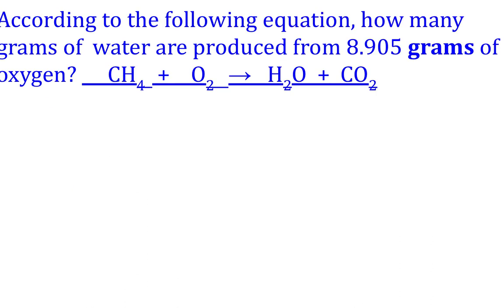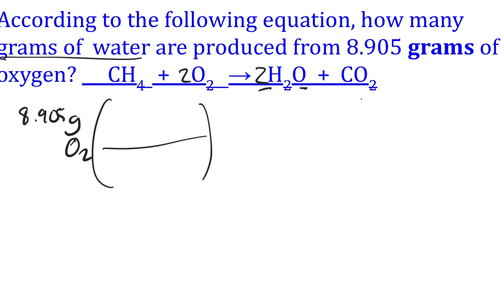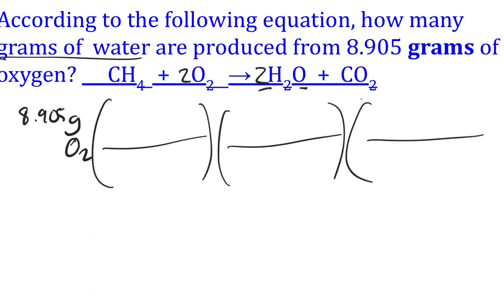Okay, so according to this equation, let's see if it's balanced. I have 4 H's, I have 2 H's, so I put a 2 here. That makes this 2O plus 2O, which is 4, so I put a 2 here, and that's balanced. I have 8.905 gram of oxygen, which is O2. And I'm looking for how many gram of water, so it's 3 brackets since it's gram to gram.